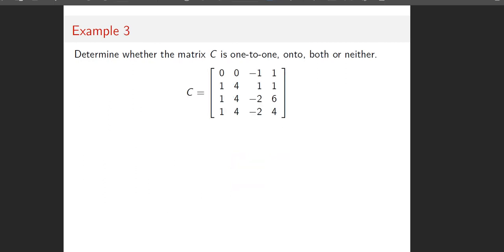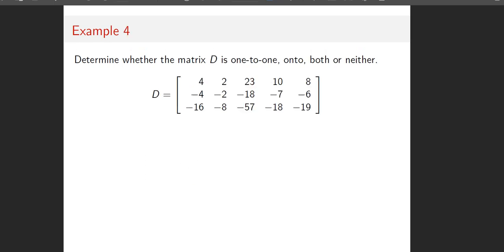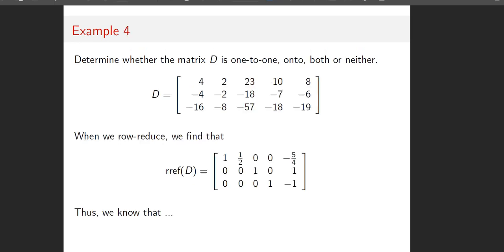And then with C, we row reduced and we only got 3 pivots, and we have both 4 rows and 4 columns. So this can be neither one-to-one nor onto, because it does not have pivots in all its rows and it does not have pivots in all its columns. And then for D, we found that it had pivots in all of its rows, but there are 2 columns that do not have pivots, therefore it's onto, but not one-to-one. So once again, a fairly straightforward application of row reducing. We can tell whether the function is one-to-one, onto, both, or neither.